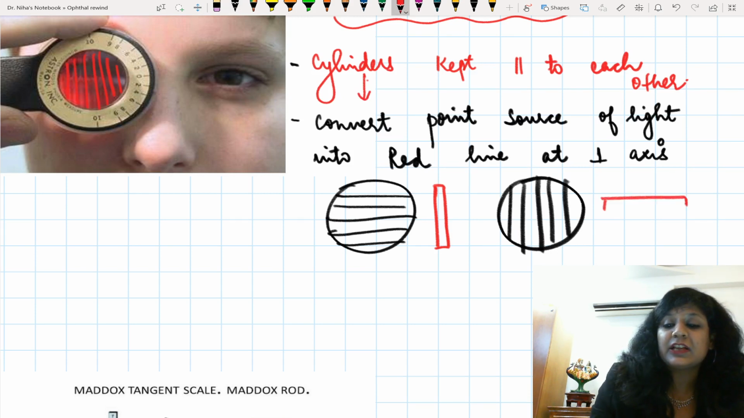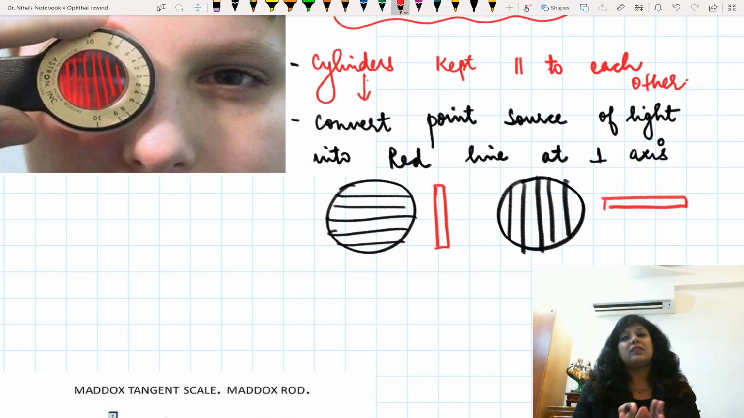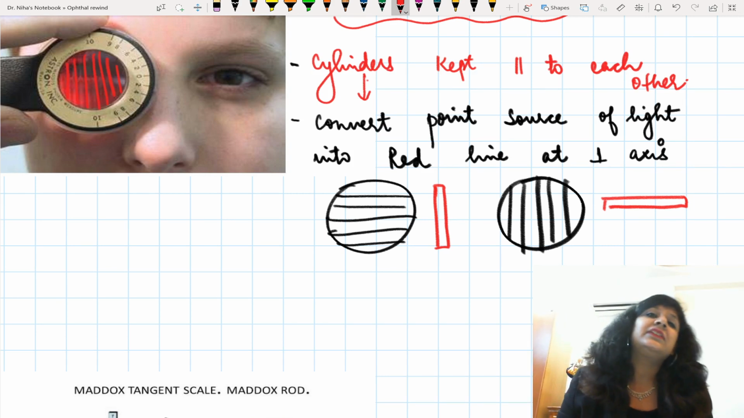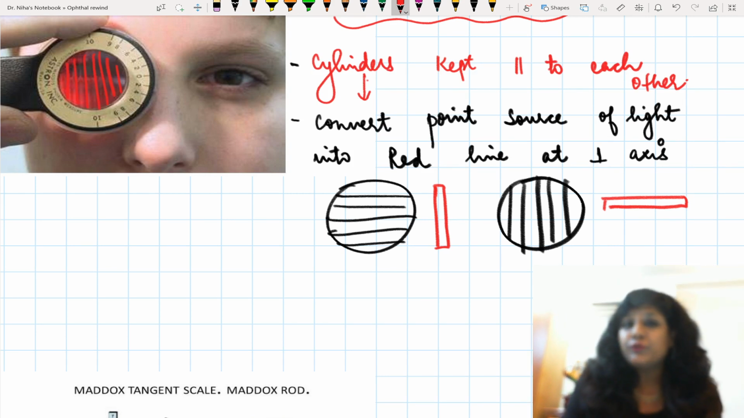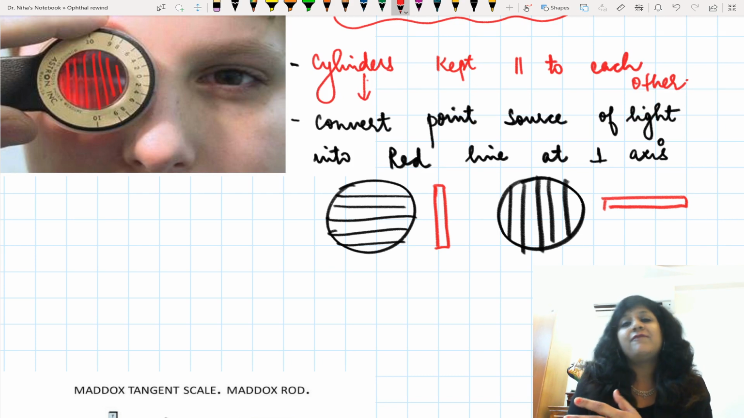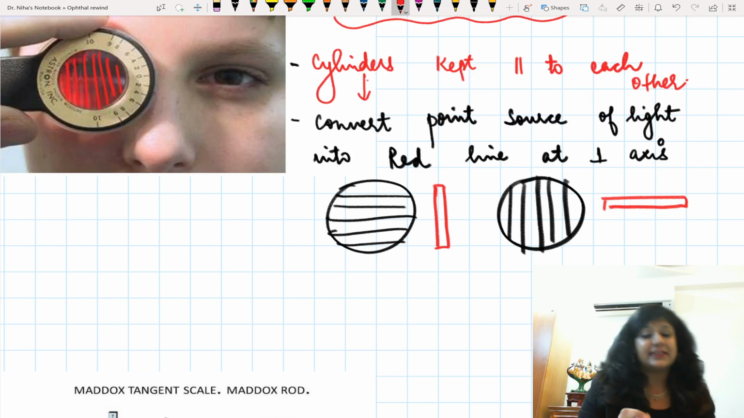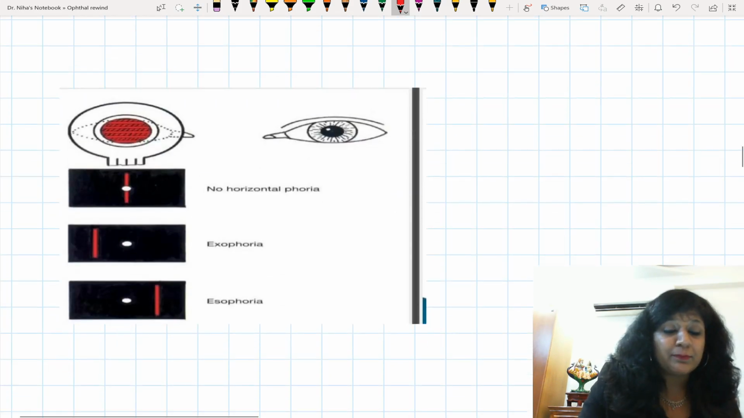The person will see the horizontal line. This is very, very important. Now, how you are using the Maddox rod to see the diplopia, when it is esophoria, when it is exophoria, when it is cross diplopia, when it is uncrossed diplopia, and how to get it. These are some of the important questions.